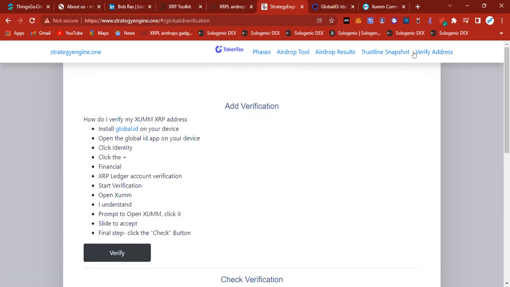This is the option right here to verify your XUMM wallet identification. So this is why I told you to install Global ID earlier. And we are just going to follow these simple steps. I already went through the first step on my phone because that was very information sensitive. So we will go to the next step.